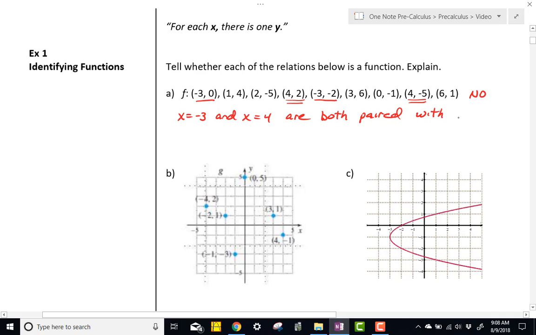with more than one y value. You can just say one x is paired with more than one y.